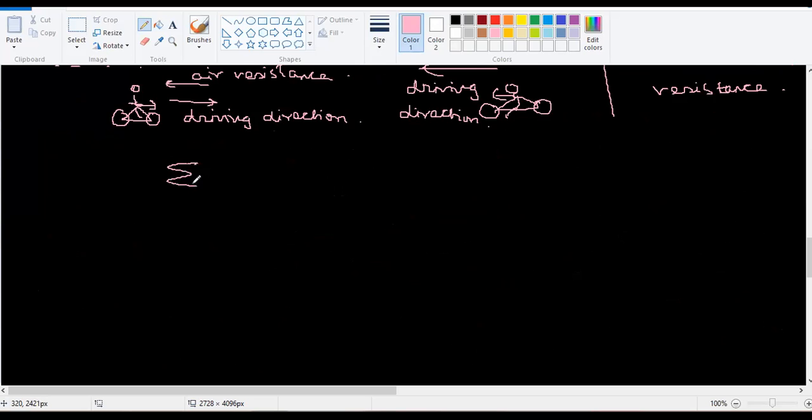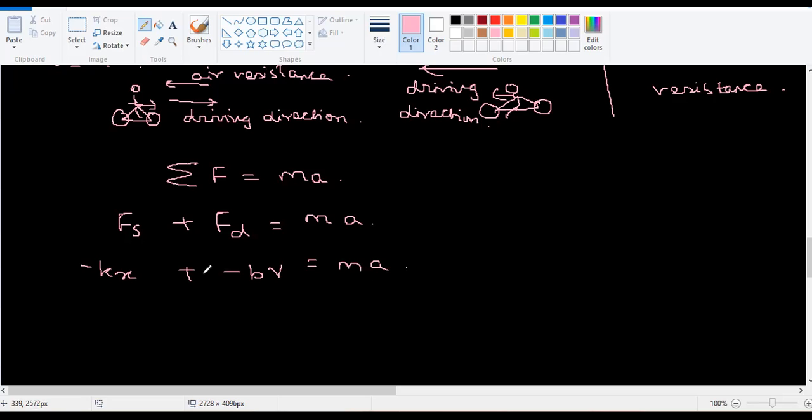The most important formula in mechanics is sigma F equals ma. So sigma F means I have to add both the forces, Fs plus the damping force. This can be written as minus kx, and this can be written as minus bv, is equal to ma. So listen carefully. x is extension, right? Velocity is also a function of time. Acceleration is also a function of time.